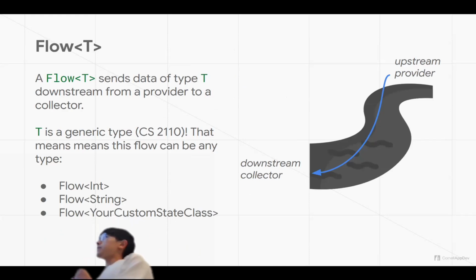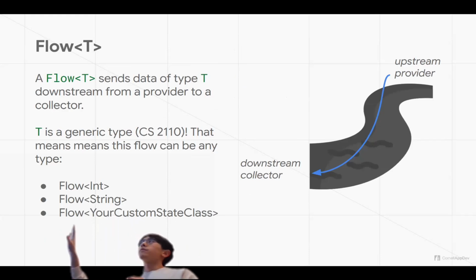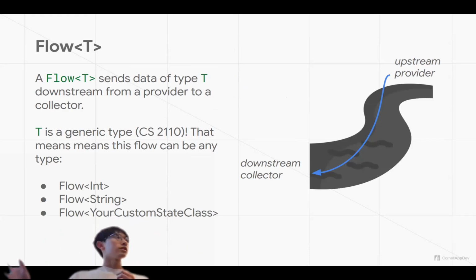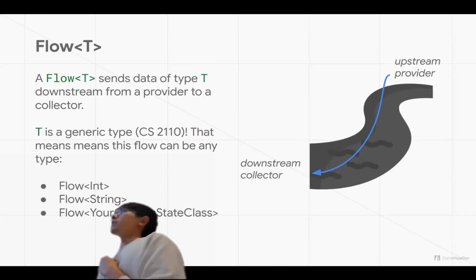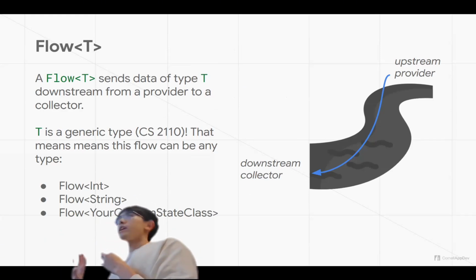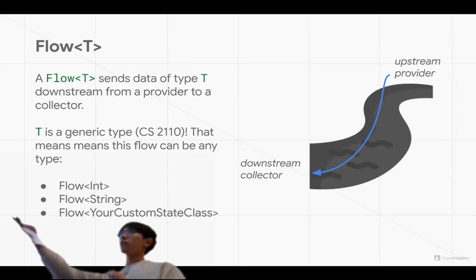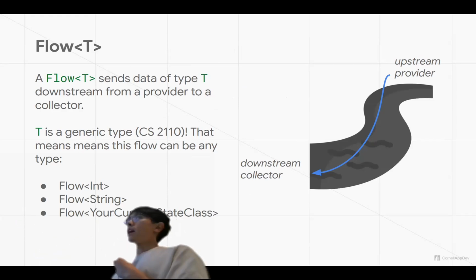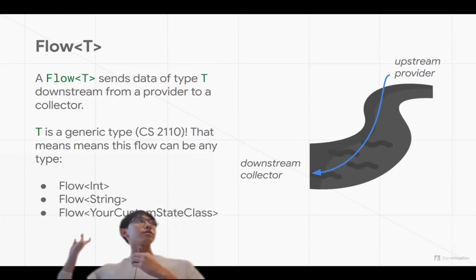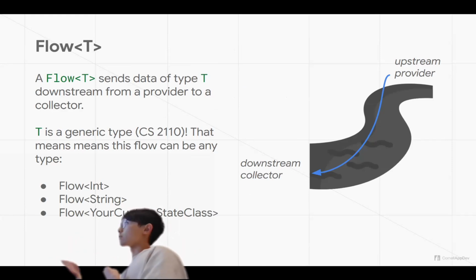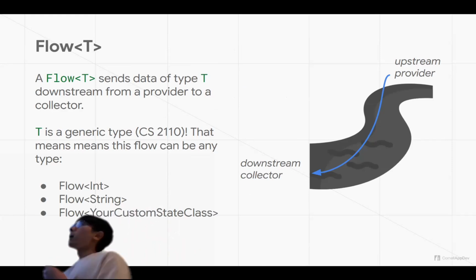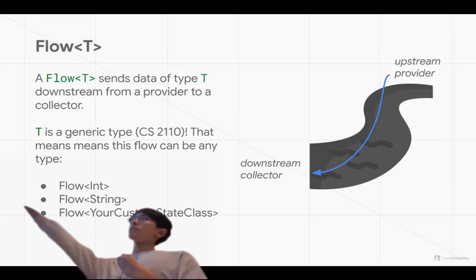So the flow again is like a data type in Kotlin. It's like a data structure in some sense. Its job is to send data of some sort of generic type. This can be any type and often a custom class that you make, down from a provider to a collector. In this case, the provider would be the view model, the collector would be the view. And again, the T here is a generic type.